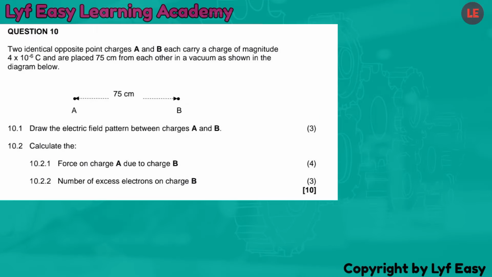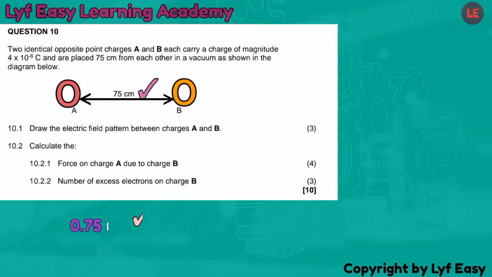Let us talk about electrostatics a little bit, as this question is under the electrostatics section of the physics syllabus. In this scenario, two charges are placed 0.75 meters apart. The positive terminal is often on the left and the negative terminal on the right. So, let us assume charge A is positive, and obviously charge B is negative.